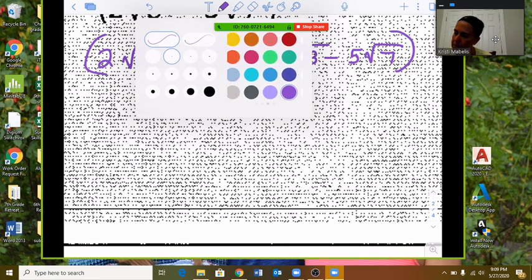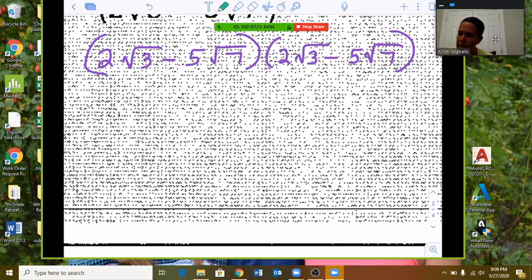Okay, let's get a little bit darker pen here. All right, here we go. Sorry about this grayish background when I scanned it in. All right, here we go.